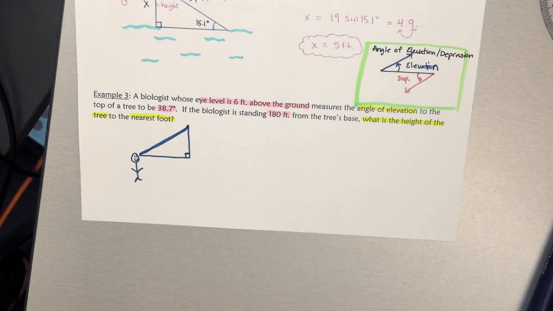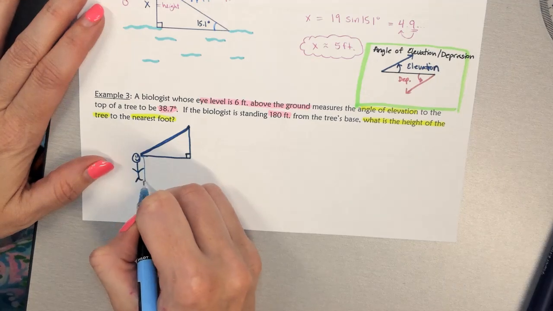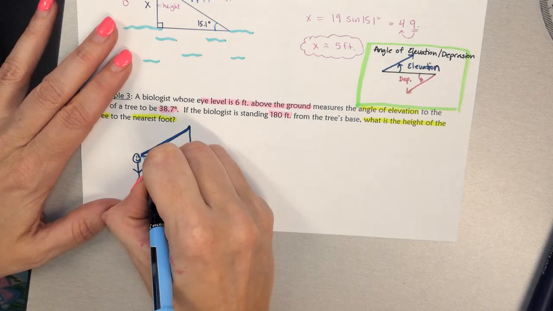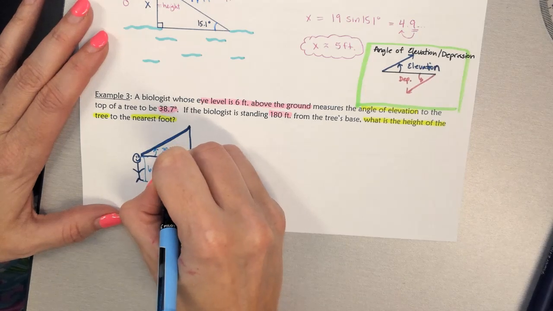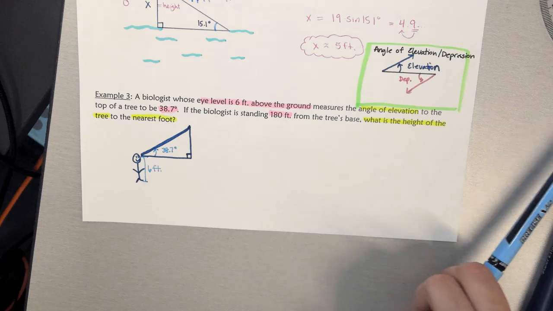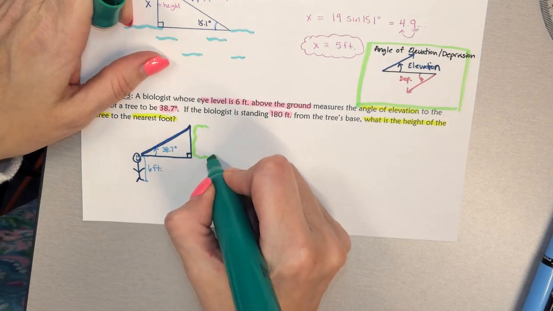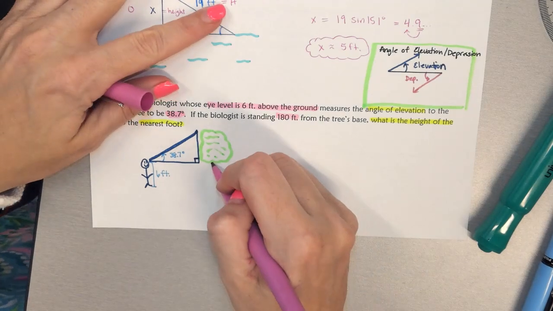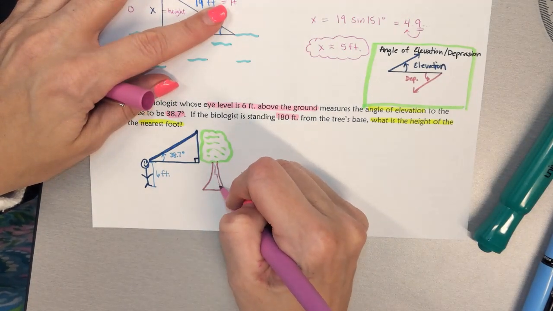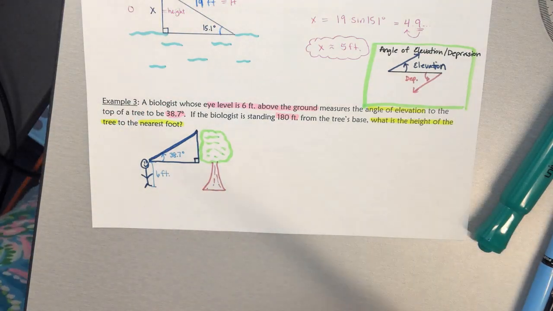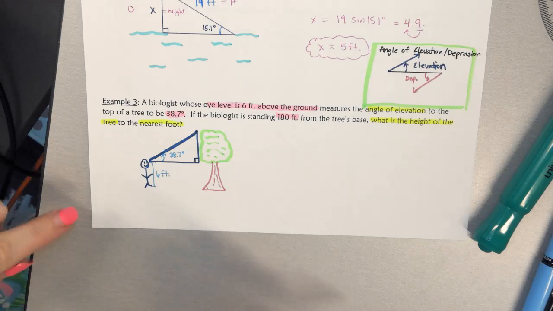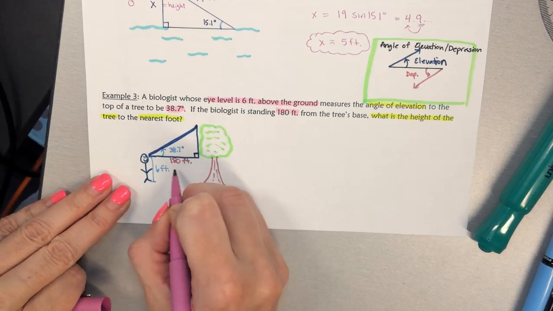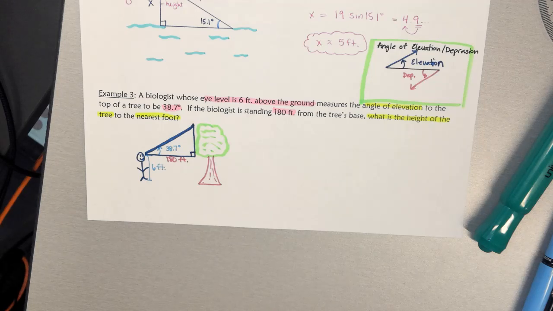So now we're going to label parts of the triangle. The eye level is 6 feet above the ground, so I know from here to here it is 6 feet. The angle of elevation starts at the horizontal and goes up. That is 38.7 degrees. And it says that that is to the top of the tree. So you can put a tree in if you want. And then the biologist is standing 180 feet from the tree's base. So from here to here, this is 180 feet. And I have both of those in the same unit, so that is going to be helpful.